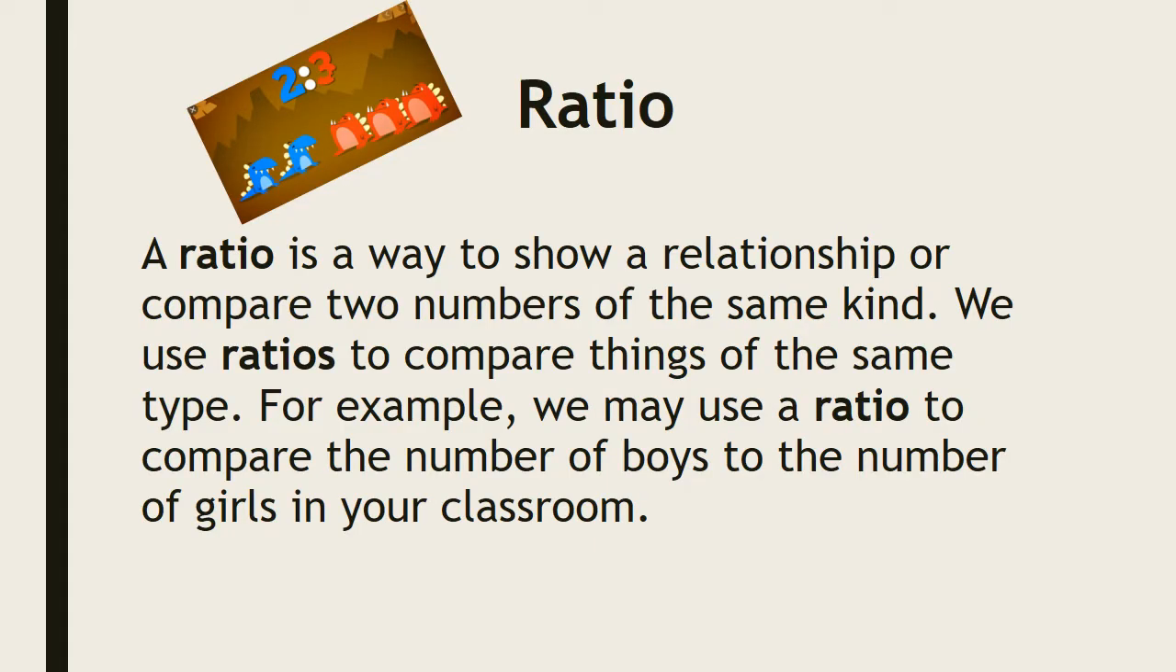So what is ratio? Well, ratio is a way to show a relationship or to compare two numbers of the same kind. We use ratios to compare things of the same type. For example, we may use a ratio to compare the number of boys to the number of girls in the classroom. So we might say there are 10 boys and there are 20 girls, so that out of 30 children, we have a ratio of 10 to 20.